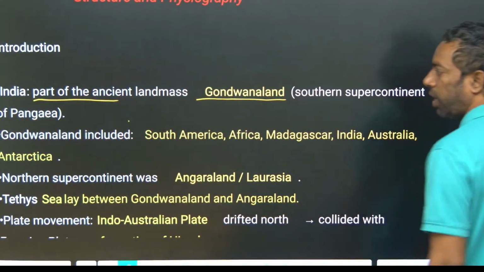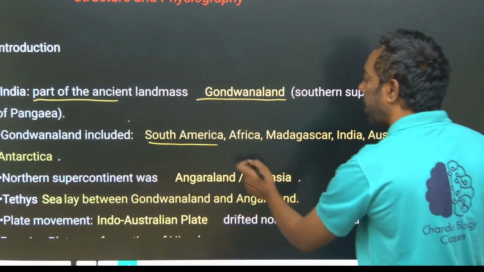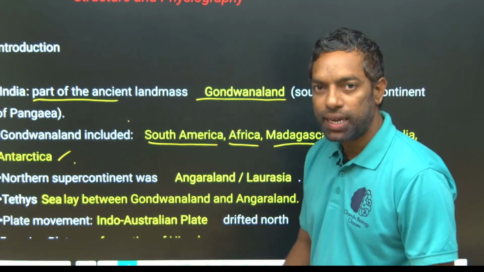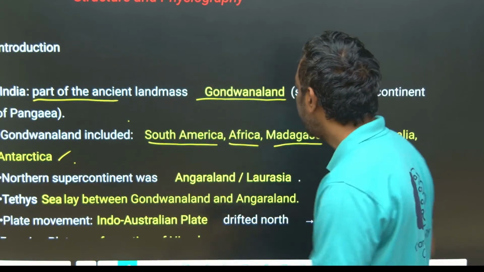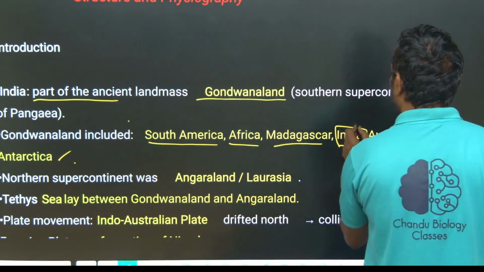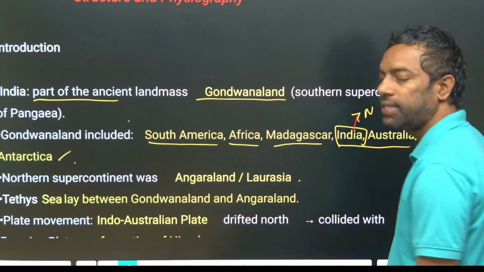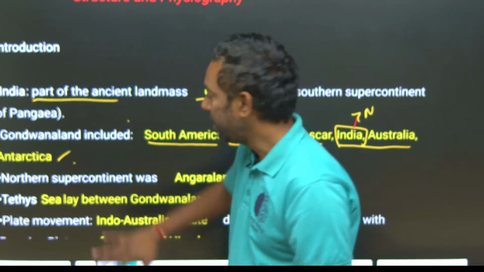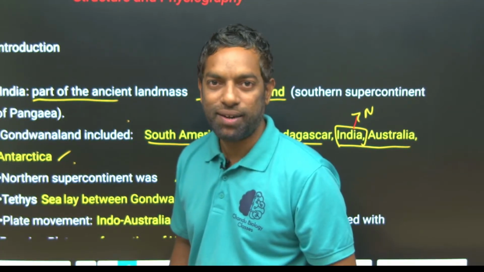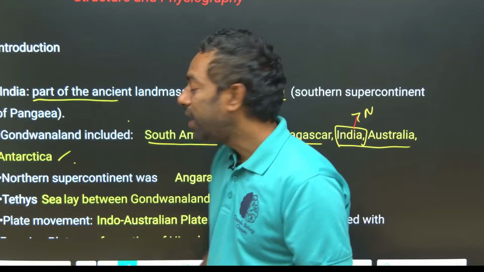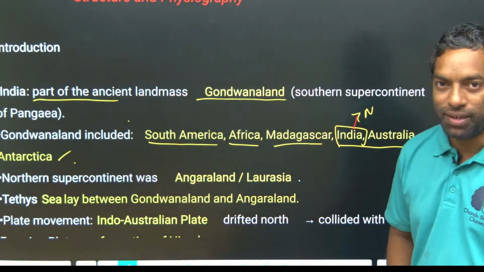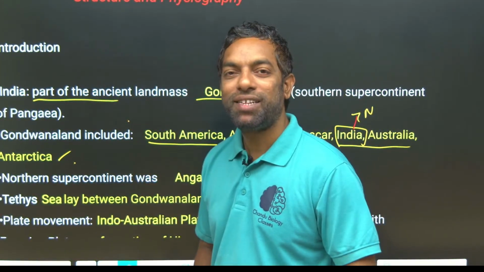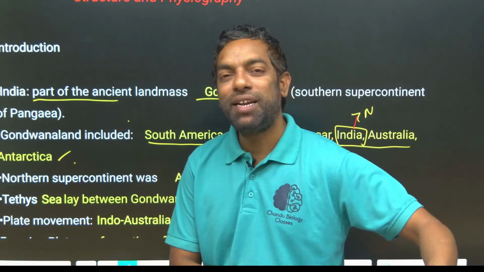Gondwana land. Gondwana land included South America, Africa, Madagascar, India, Australia and Antarctica, mostly the south part. Right now, India itself went to the north. All the others remain in the south, in the southern latitudes, and only India came to the north side. That's why we celebrate Christmas in December: December is winter in the north, and summer on the south side.